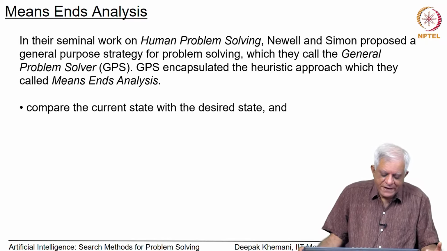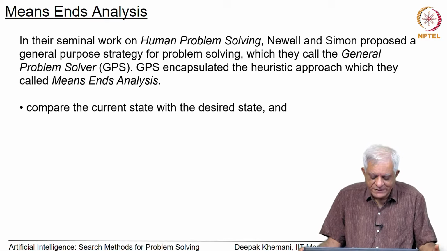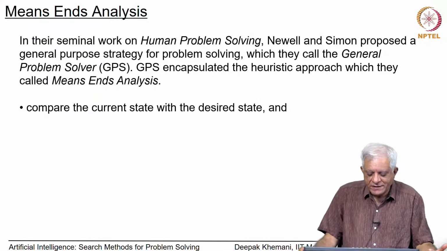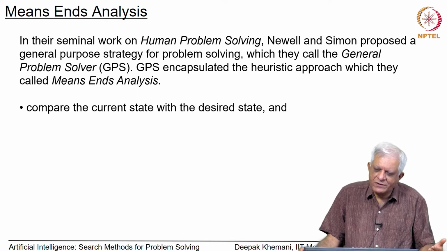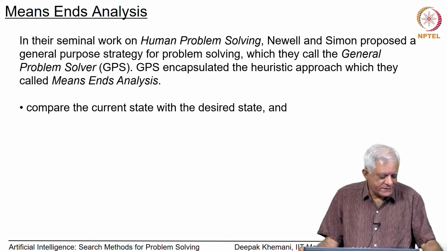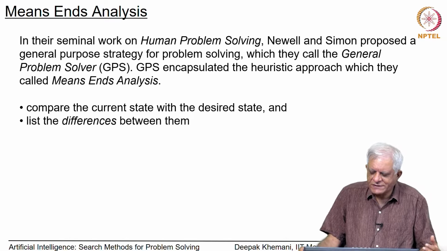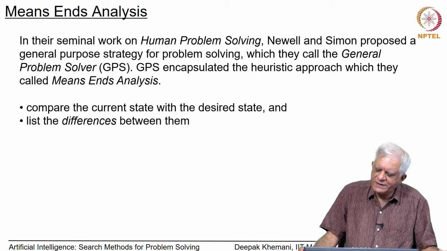So, the basic idea of means-ends analysis is as follows: you compare the current state with the desired state, and that is what the task of planning is, to transform the current state into the desired state. Now, this takes a removed, distant, or global view of the problem and says, okay, what is the current state and what is the desired state, and list the differences between them. So, certain things may not be the same.